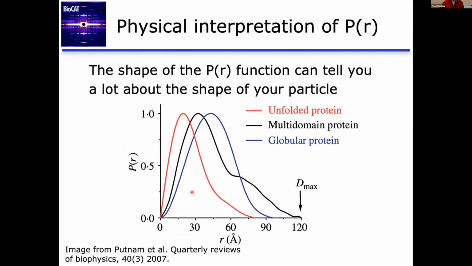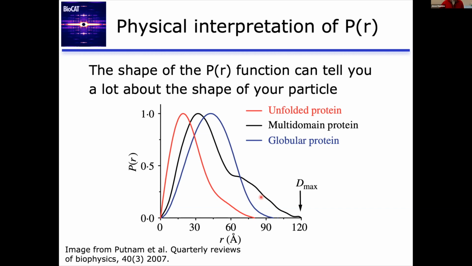And to put some actual data on it, globular proteins, you can see this blue one here, look very much like the sphere, usually with a little bit of a tail here. Multi-domain proteins end up with these shoulders corresponding to distances between different domains. And then unfolded proteins actually kind of crunch in at the beginning and then have these long extended tails. And we'll talk about that again a bit on Friday. And we'll talk more about flexible systems. And so the shape of this function is very useful in even just getting an initial idea of what you're looking at for your sample.